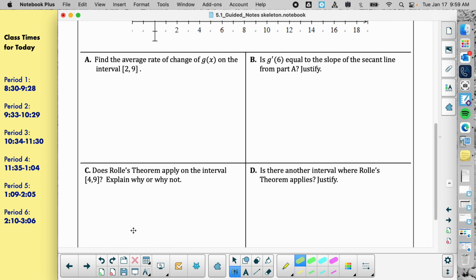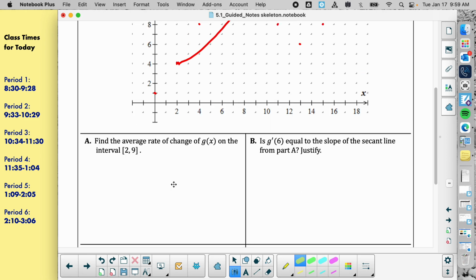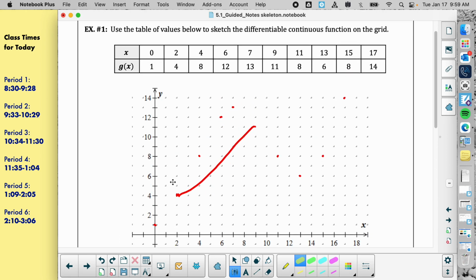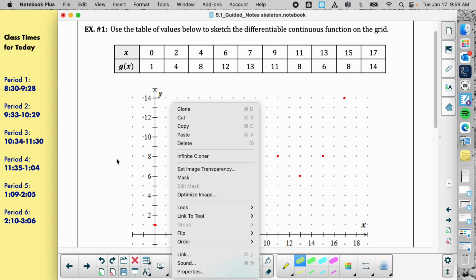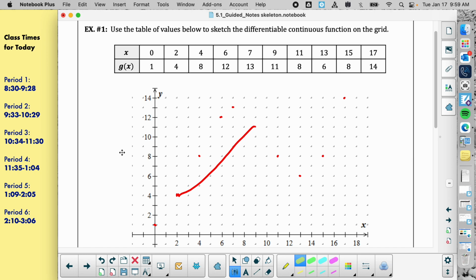Okay, C. Does Rolle's theorem apply on the interval 4 to 9? I think it said 4 to 9, right? Yeah. 4 here, 9. And is Rolle's theorem the one that's 0? So then it just wouldn't apply? Correct.